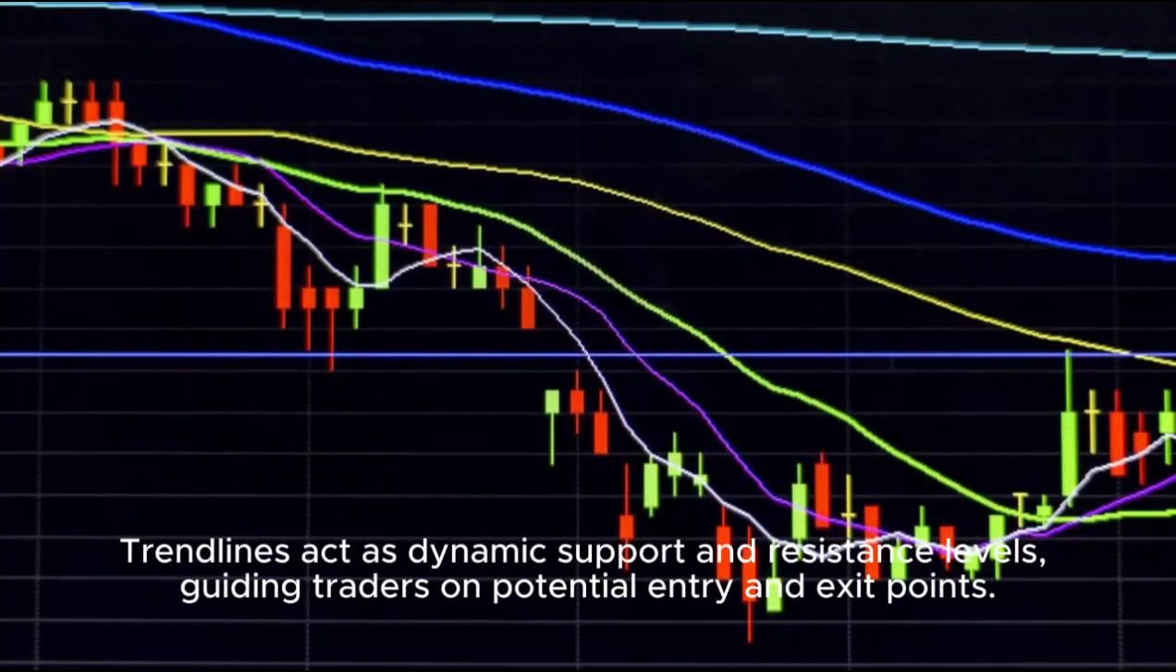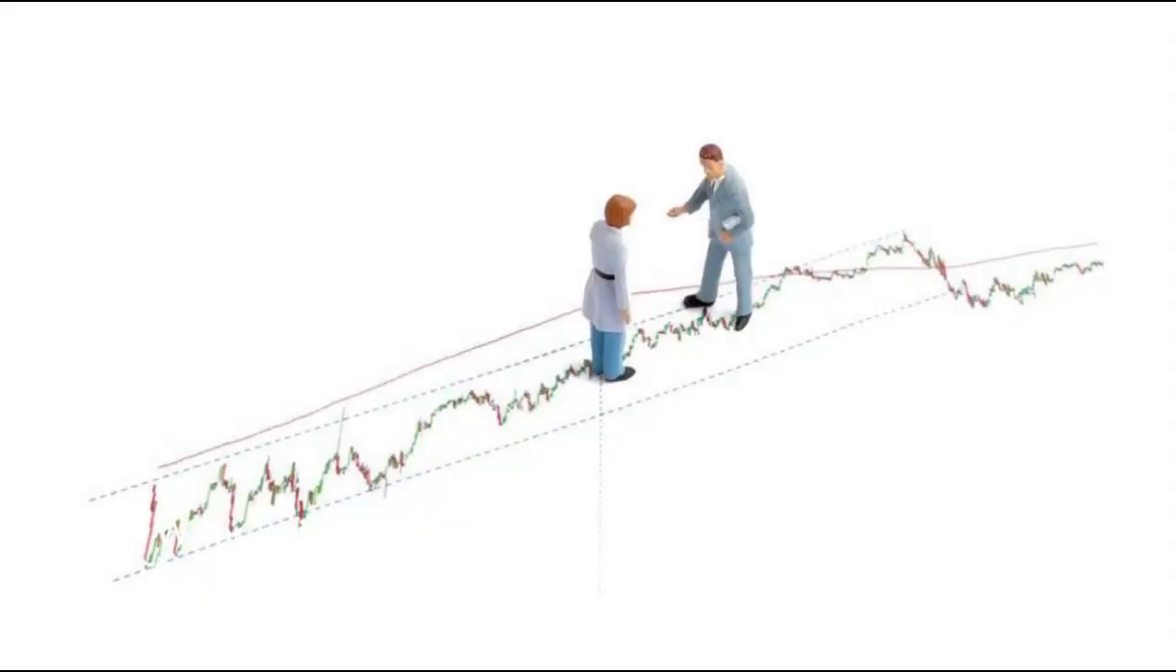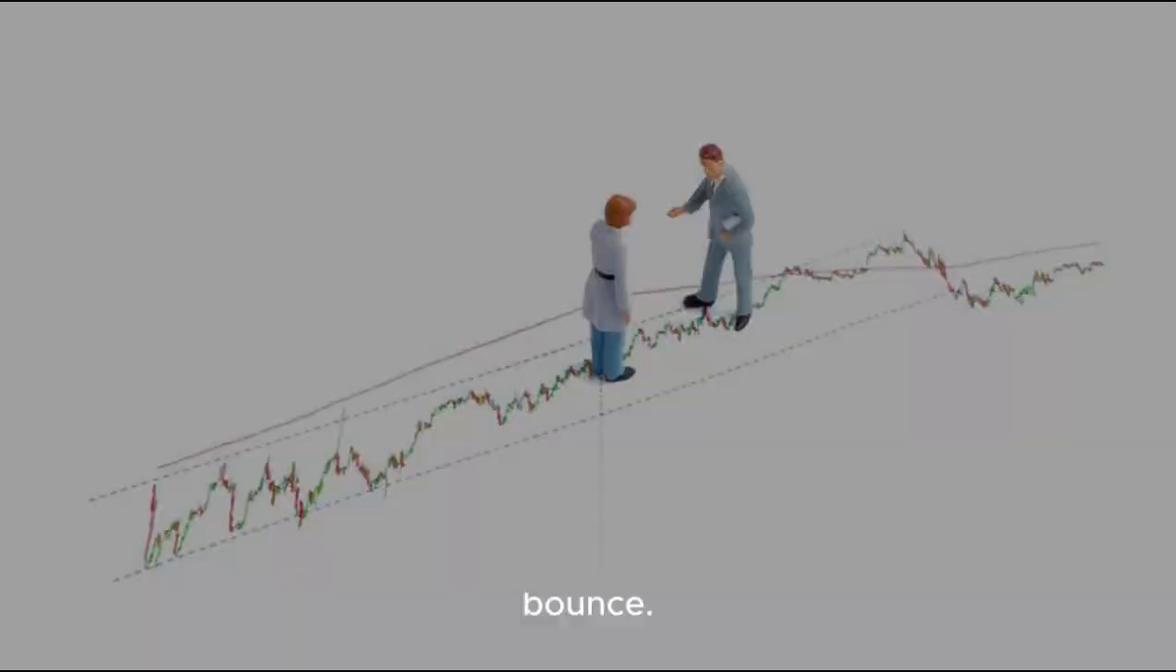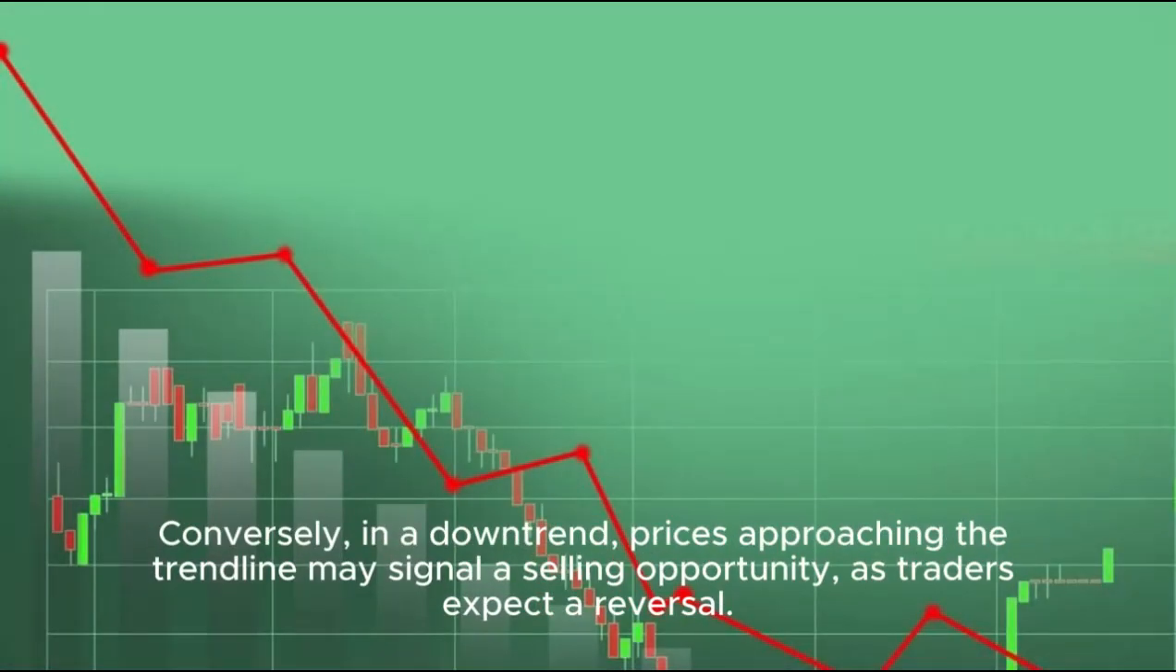Trend lines act as dynamic support and resistance levels, guiding traders on potential entry and exit points. When prices approach an uptrend trend line, it often serves as a buying opportunity, as traders anticipate a bounce. Conversely, in a downtrend, prices approaching the trend line may signal a selling opportunity, as traders expect a reversal.